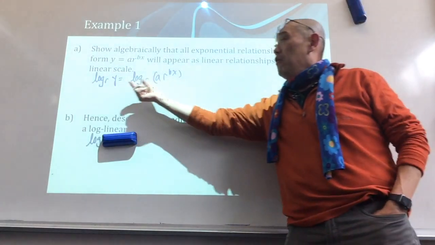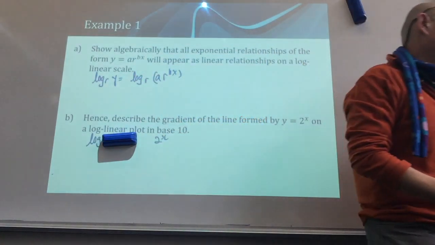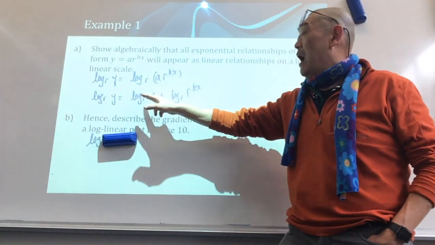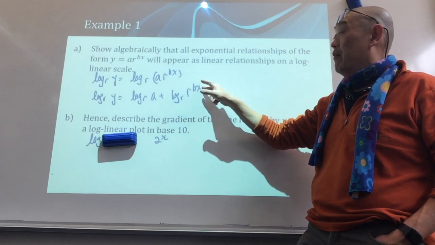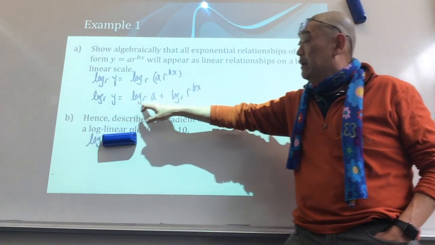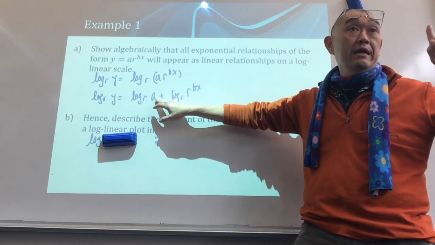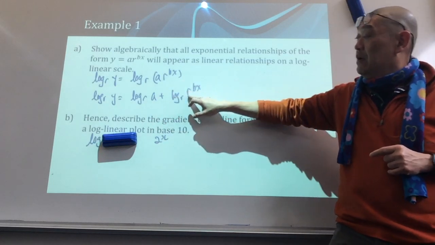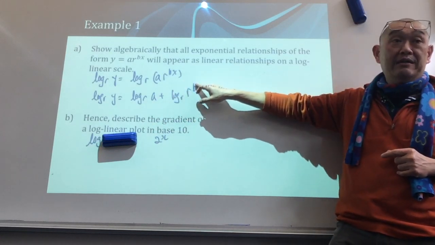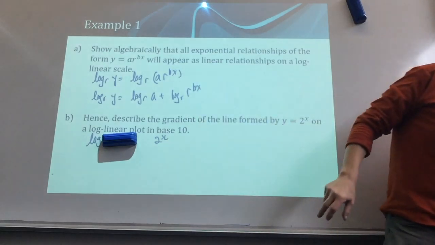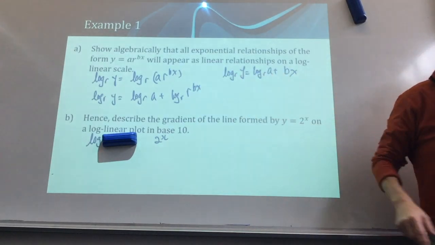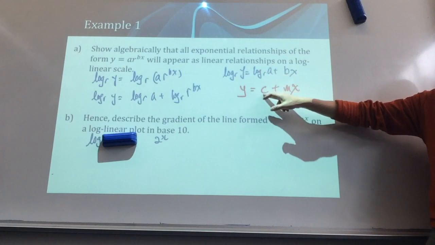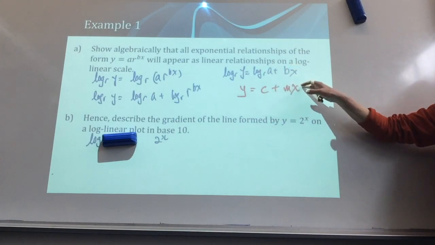Now, using your log laws, you should be able to split that out, which means log_r y = log_r a + log_r r^(bx). Now, what would this be? Log_r of a. A is a number, it's just a constant. Now, what are you going to do with log_r of r^(bx)? Pull out the bx. It will become bx. So in this form, compare that to y = mx + c. Log y is y, log_r of a is c, b is the gradient, and x.